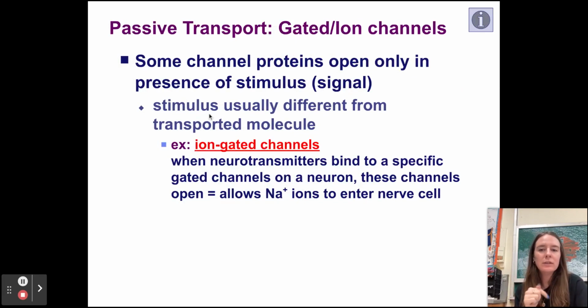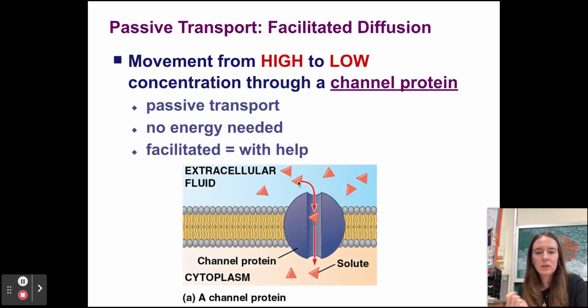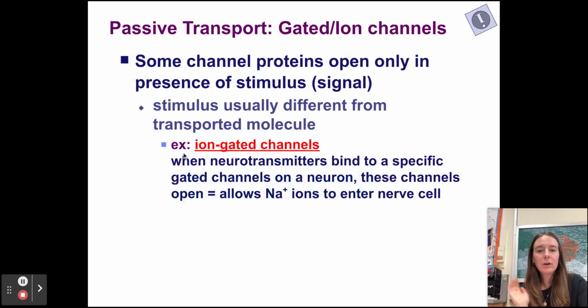The stimulus is usually different than the transported molecule. So let's say a large molecule like this shape needs to get in, a different molecule will unlock the door. These are called ion-gated channels. So an ion is a charged particle. It could be a cation, so positively charged like sodium plus, or an anion, like a negatively charged ion. And in order for those to get into the cell, another molecule will need to bind on first and open the gate.